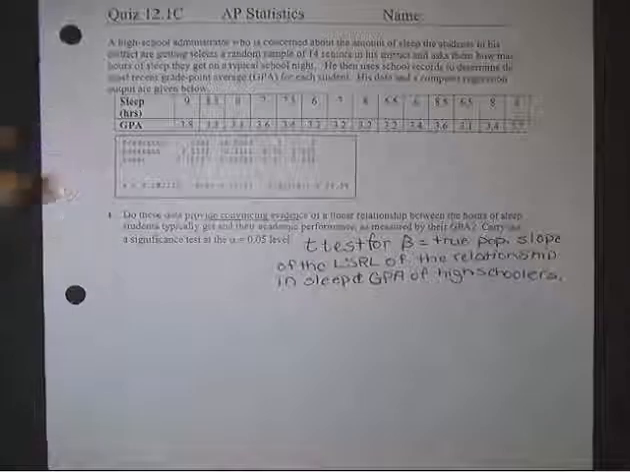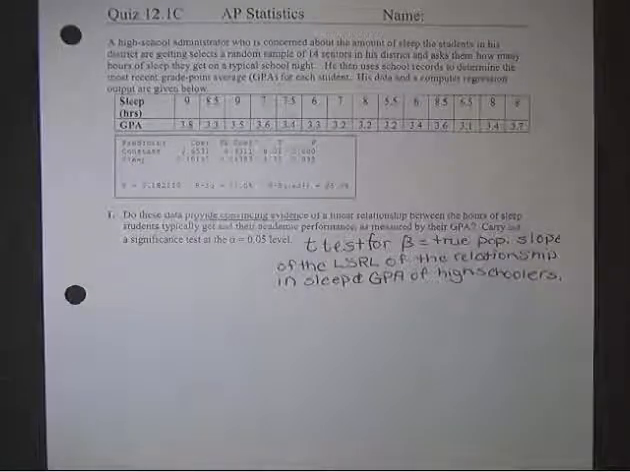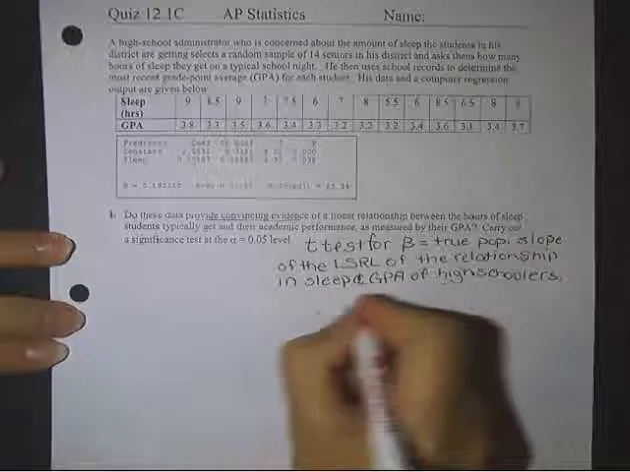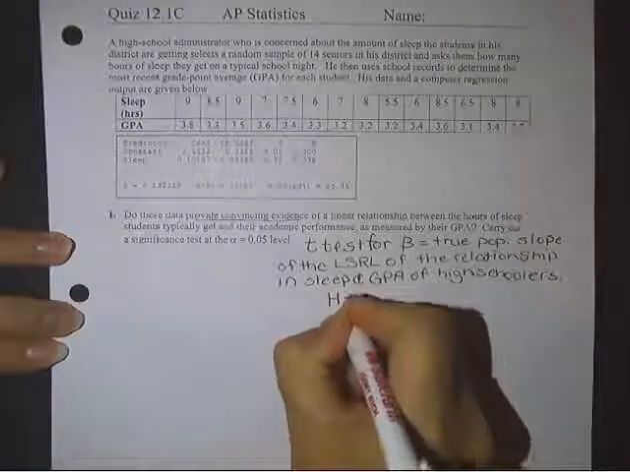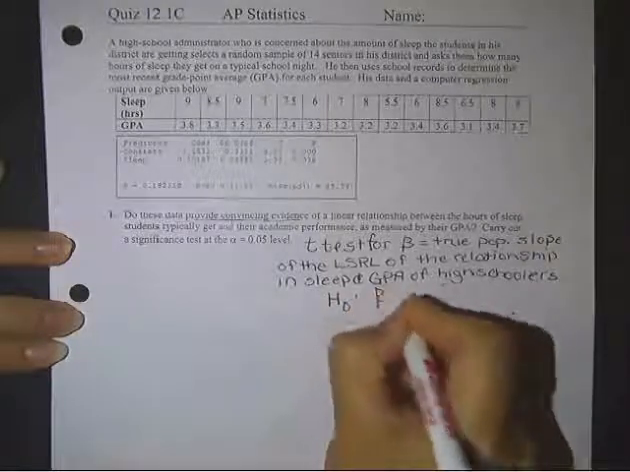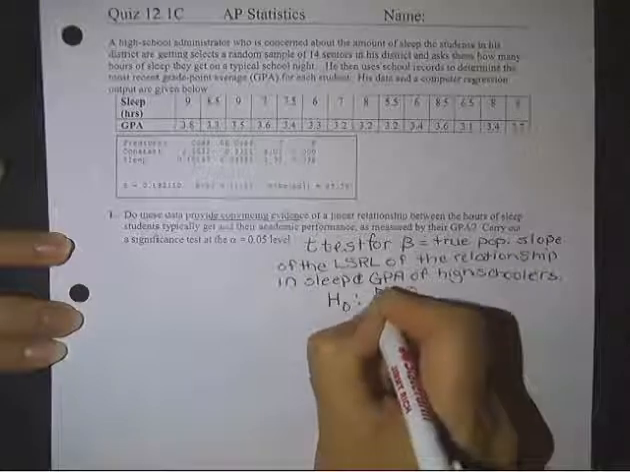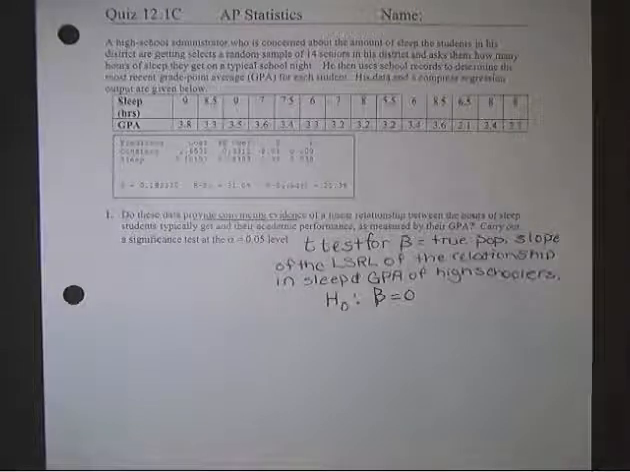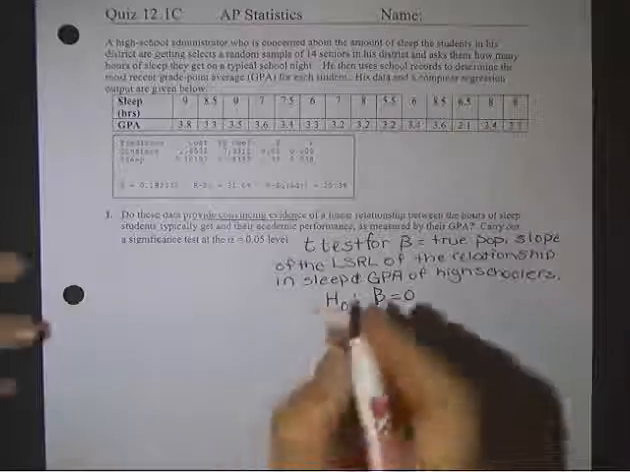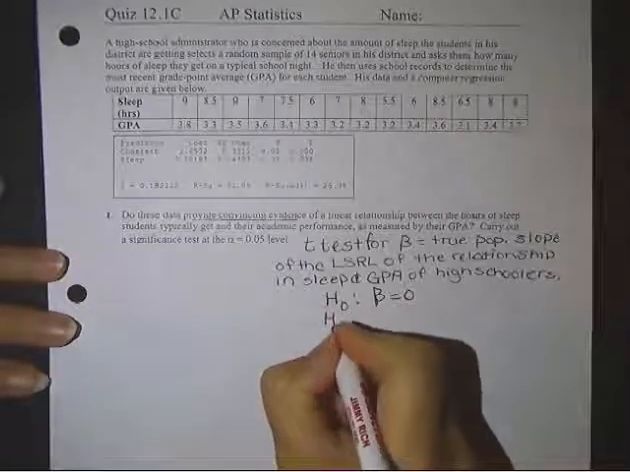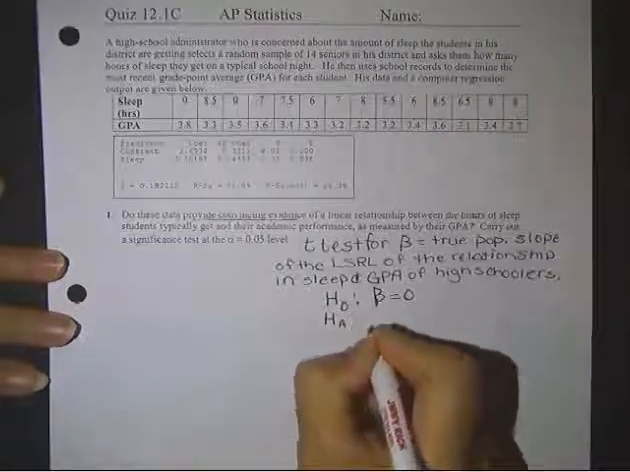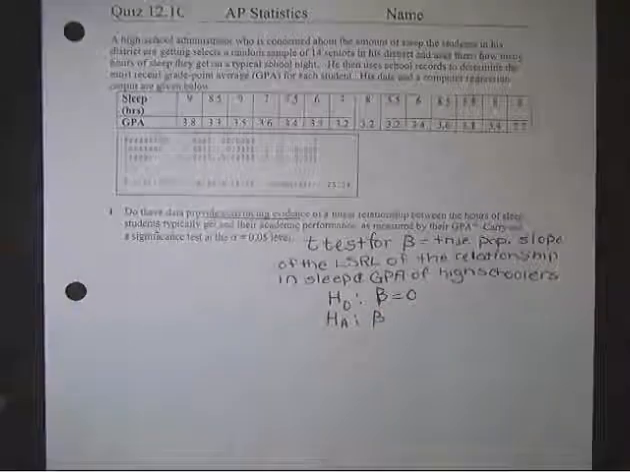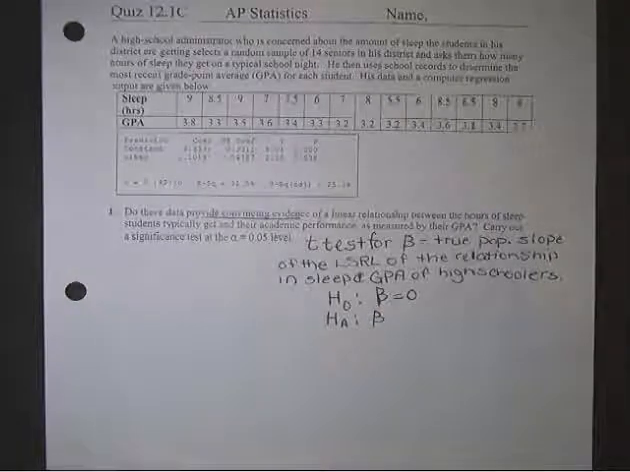Okay, so next we want to write our hypotheses. Our null for a beta test is always going to be that beta equals 0, because if there's no relationship between the two, which is always our assumption, then the slope would be approximately 0. And our alternative, sometimes hard to see, could be beta is greater than 0, beta is not equal to 0, or beta is less than 0.